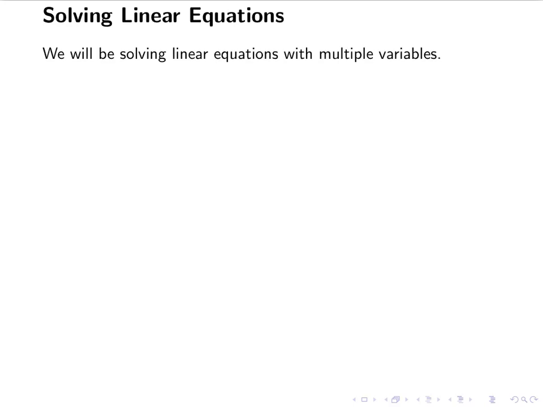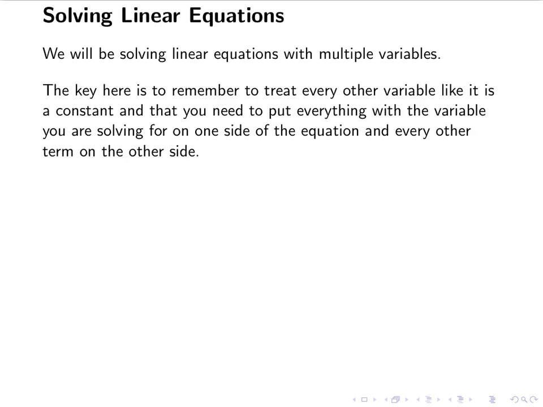Hello everyone, today we're going to be looking at solving linear equations with multiple variables. There are two main keys here to remember. The first is that we're going to treat every other variable as if it were a constant. So if it was a 2 or a 5 or 7, what would I do to it? I'm going to do the same thing to a 2x or a 3y squared.